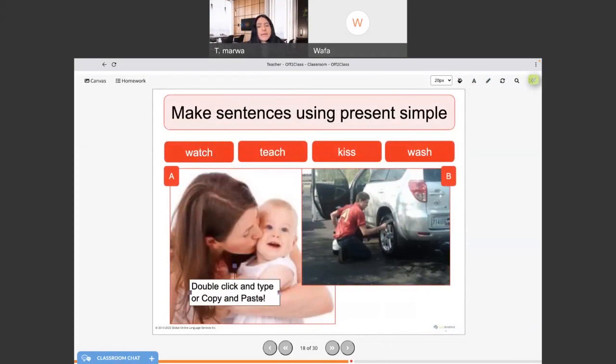Now here you have to make sentences. Start with the first one. Of course you use the verbs. The mother kisses her children. Her daughter, or her son. Or her baby. Okay. Now the second one.